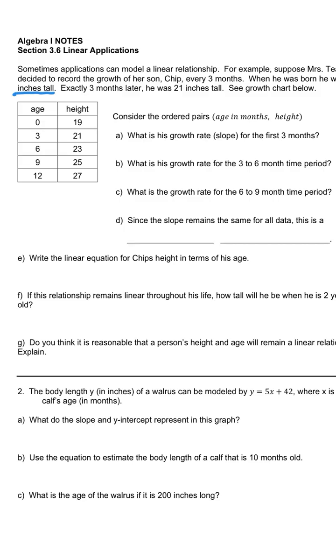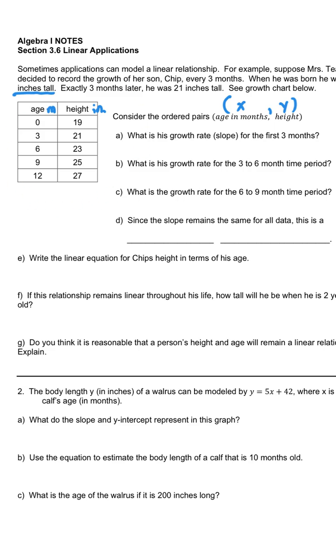So let's go ahead and look at this chart. We have our age, which is in months, so we'll put an M for months. And we have his height, which is in inches, so let's put IN for inches next to height. It says, consider the ordered pairs. We have the age in months, which is our X, and we have his height, which is our Y. So this is our ordered pair, and that's what we have over here in this chart.